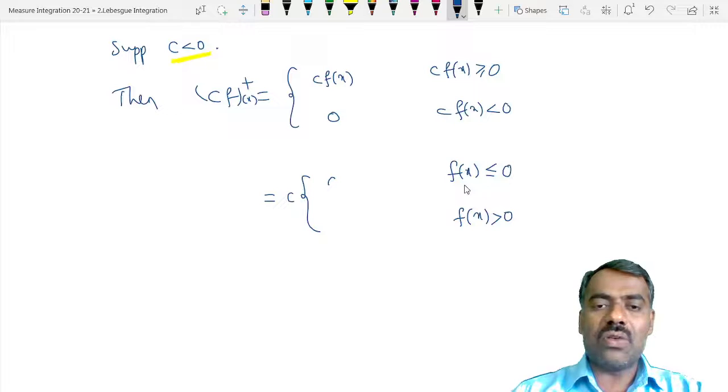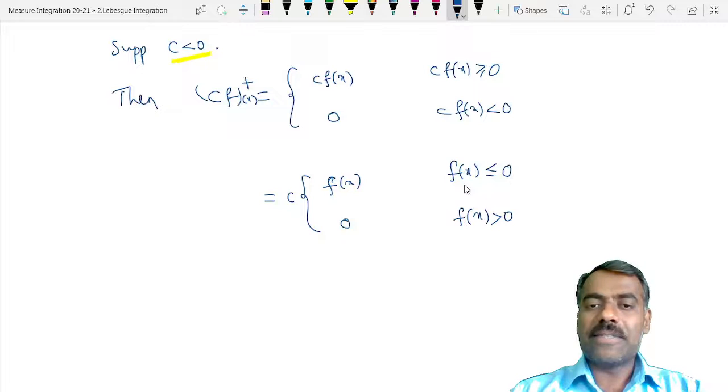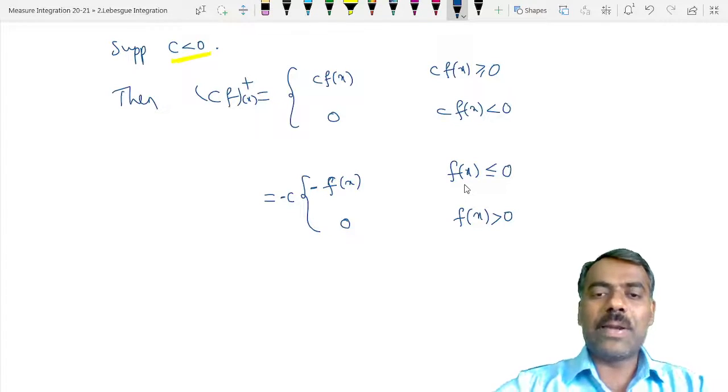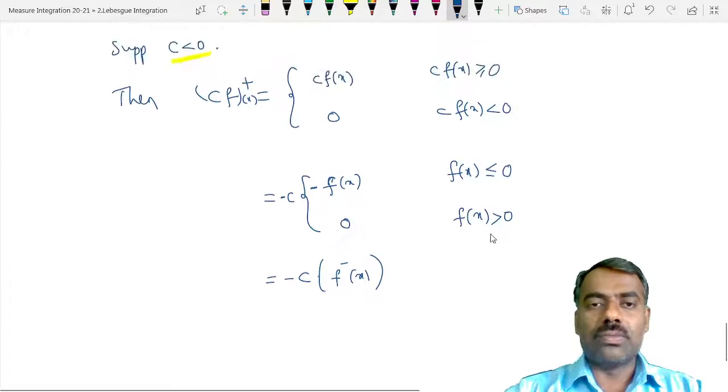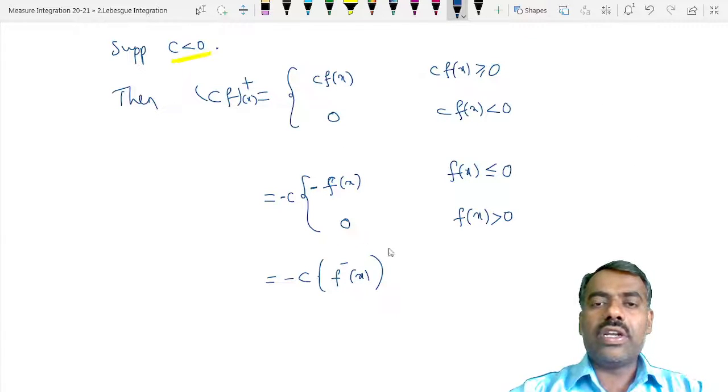So this is same as c. I can bring this c outside, it is not a problem. c into f of x and this one, right? But if f of x is less than or equal to 0, if we have minus c here, then this will become f minus. Are you following? So we don't want just f of x, we want minus f of x, right? So I will multiply this here by minus. Any problem? So therefore this is same as minus c times what you have here, which is nothing but f minus of x. Yes or no? Have you understood this?